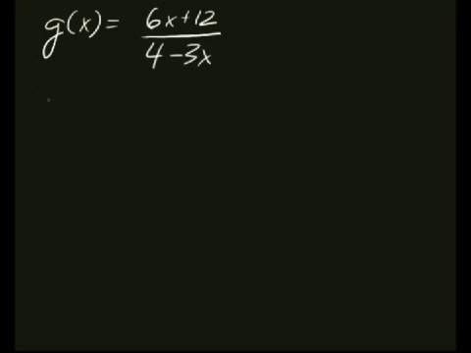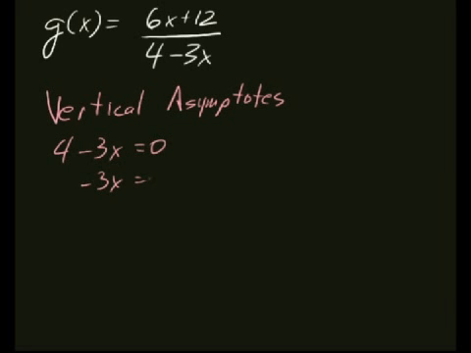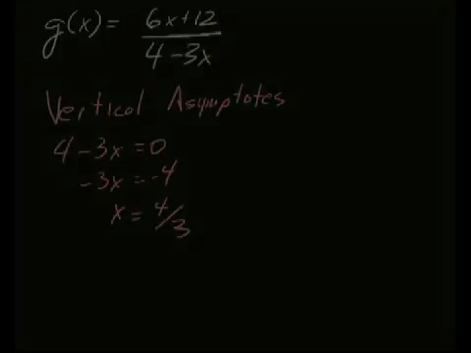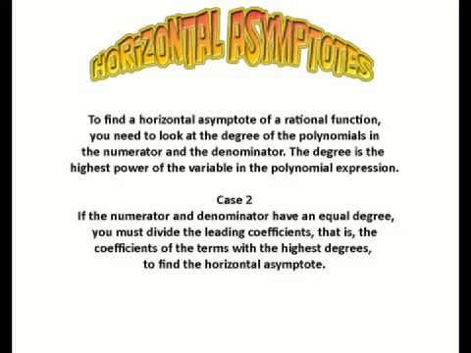Let's try another example. We'll call it g of x. To find the vertical asymptote for g of x, I'm going to set the denominator equal to 0. And it looks like I'm going to get x equal to 4/3. In other words, the function is going to approach 4/3 but never get there. Horizontal asymptotes are a little trickier than the rest. This is what I'm going to call case 2.